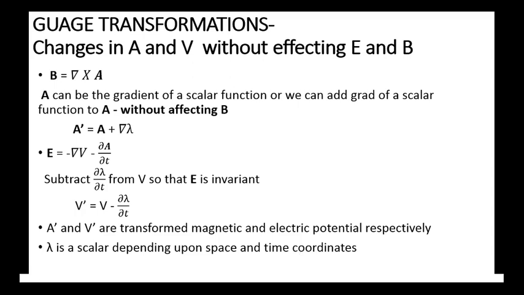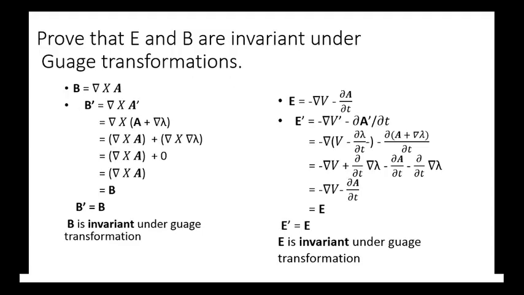So what is meant by gauge transformation? We are changing the potentials A and V so that it will not affect the corresponding fields. Such transformations are known as gauge transformations. Let's go to the proof of this. Prove that E and B are invariant under gauge transformations.